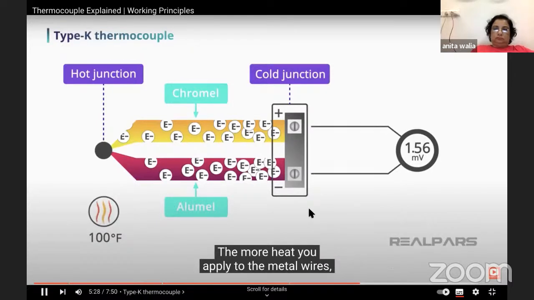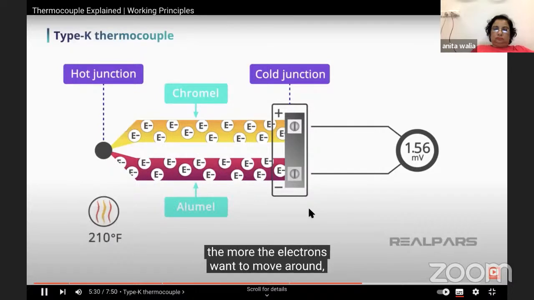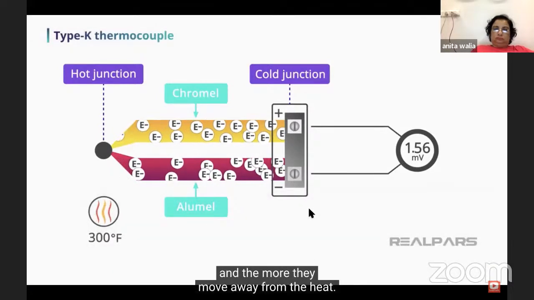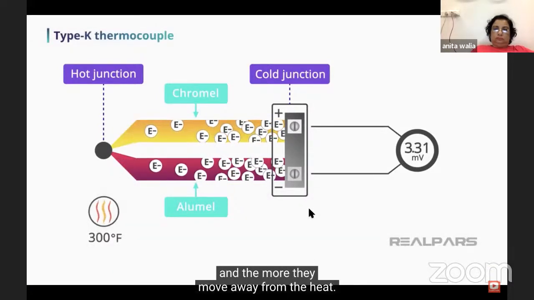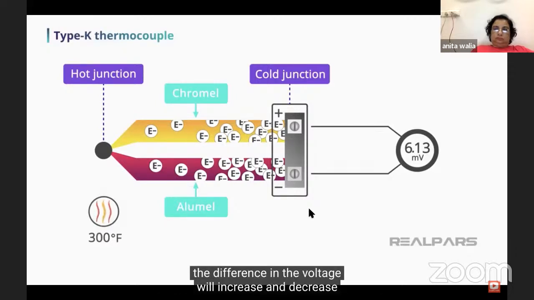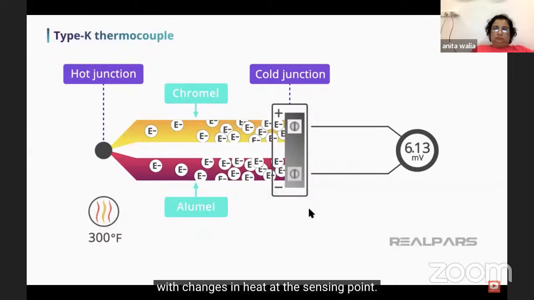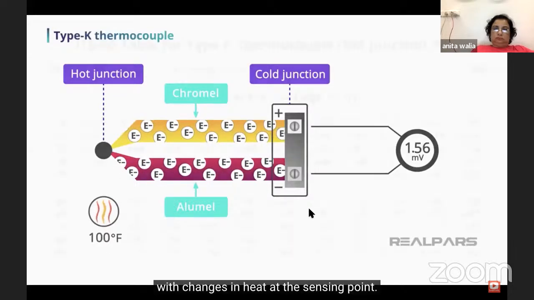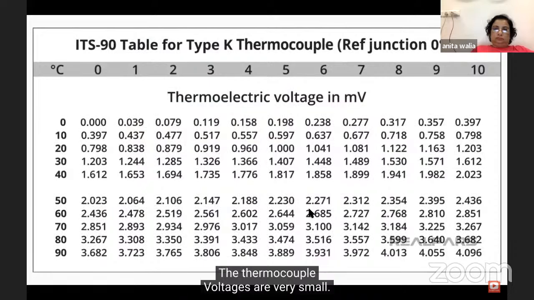The more heat you apply to the metal wires, the more the electrons want to move around, and the more they move away from the heat. With the two different types of metal wire, the difference in the voltage will increase and decrease with changes in heat at the sensing point. The thermocouple voltages are very small.